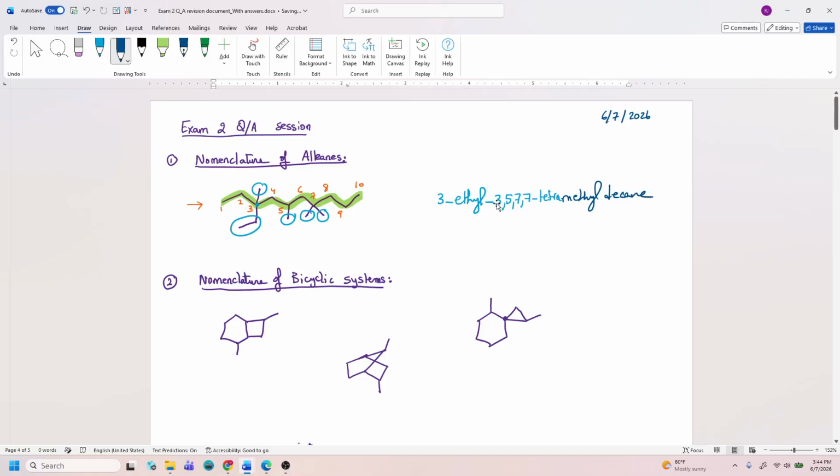Guys, remember that numbers are spaced from each other by a comma, and the letter and the number are spaced from each other by a simple hyphen.